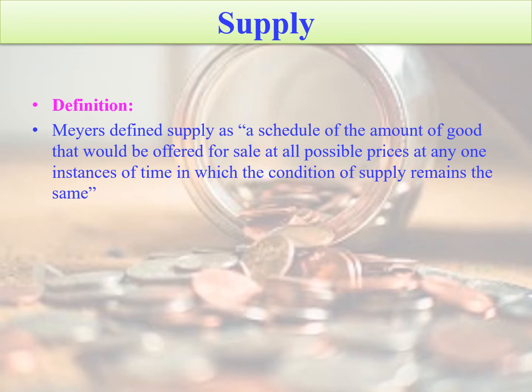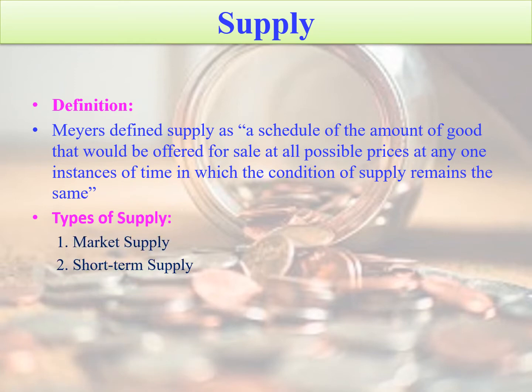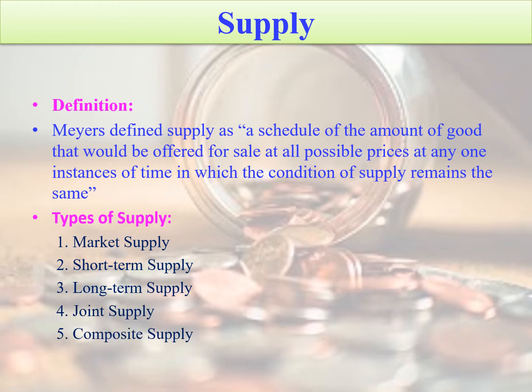Definition for supply: Mayors define supply as a schedule of amount of good that would be offered for sale at all possible prices at any one instance of time in which the condition of supply remains the same. Then next is types of supply. There are 5 types of supply. First one is market supply, short-term supply, long-term supply, joint supply, and last one is composite supply.